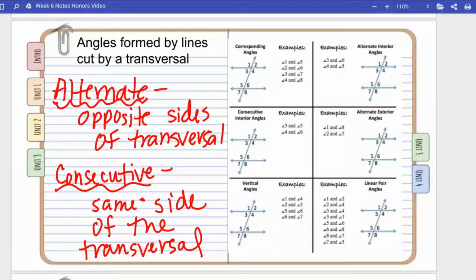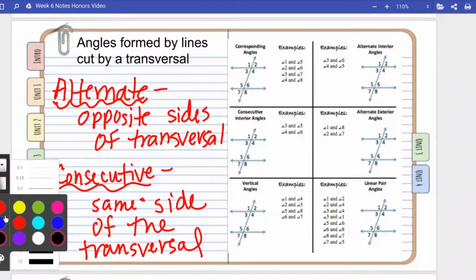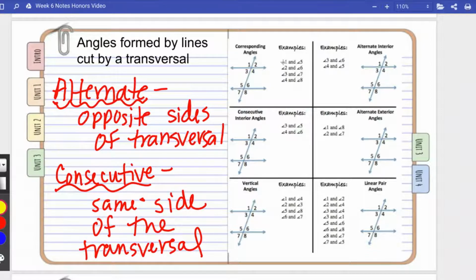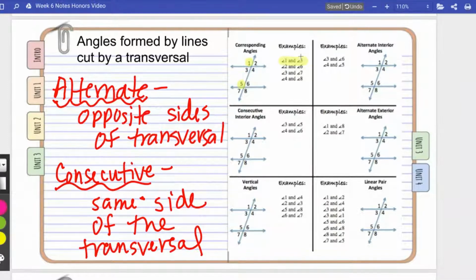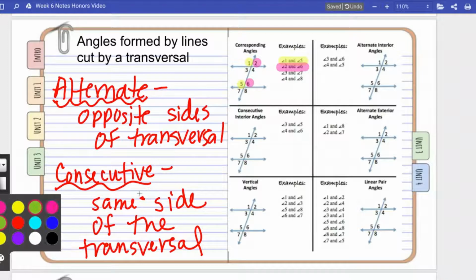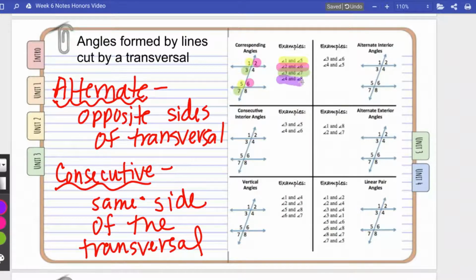Of our vocabulary from yesterday. Corresponding angles are like angles 1 and 5. 1 and 5 are corresponding angles. 2 and 6, they're called corresponding because they're in the same position, but they're on different lines. 3 and 7, and 4 and 8.